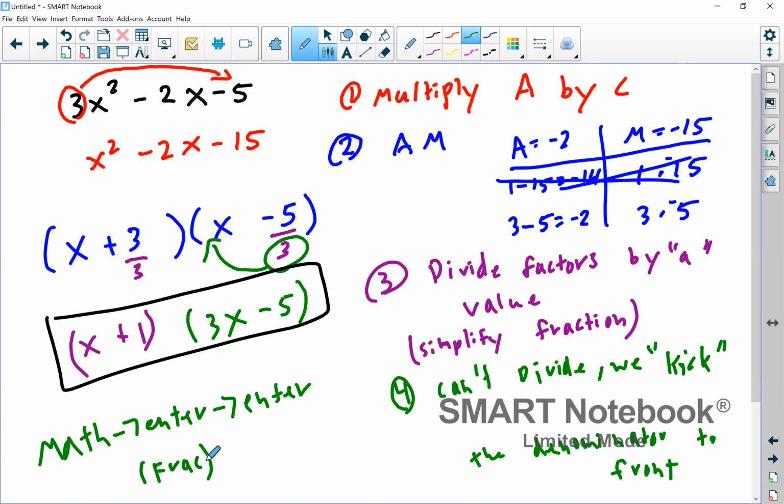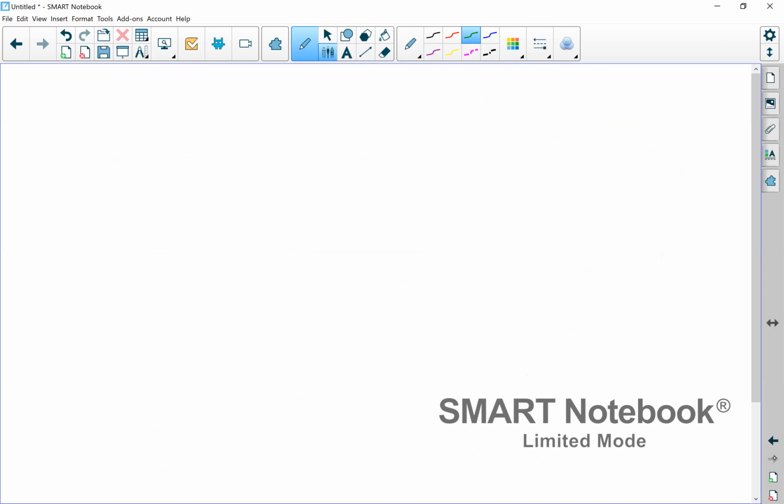All right, let's try another one. For this one, we're going to say 2x squared plus 3x minus 9. So our a value is bigger than 1, and we're going to multiply it by the c, or do the AC method.